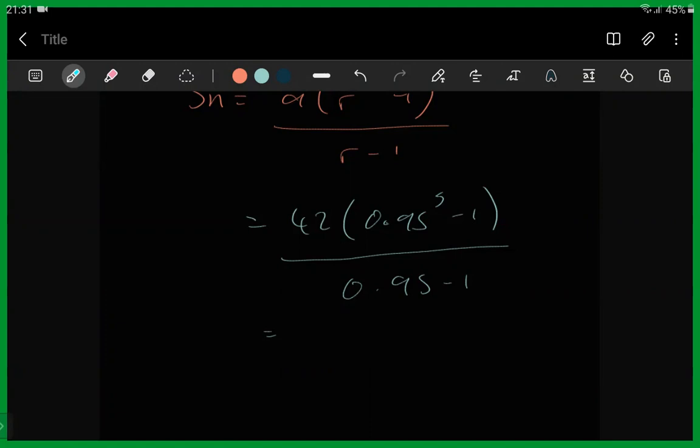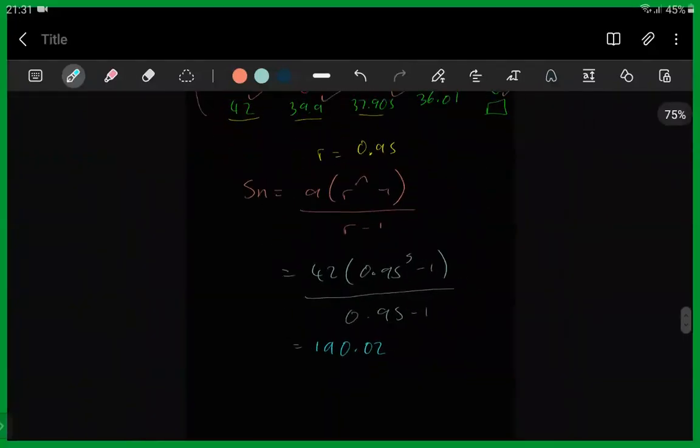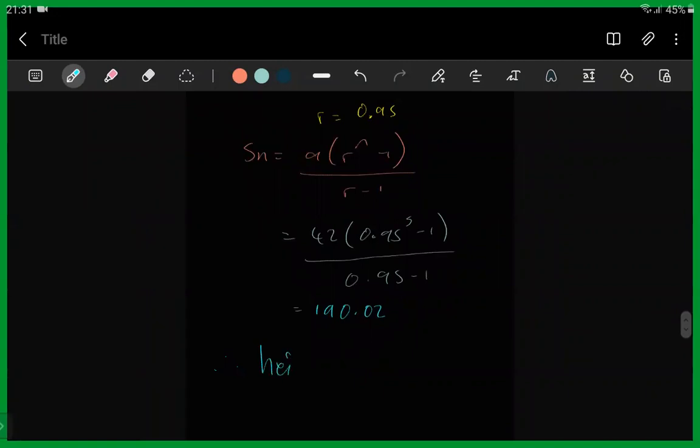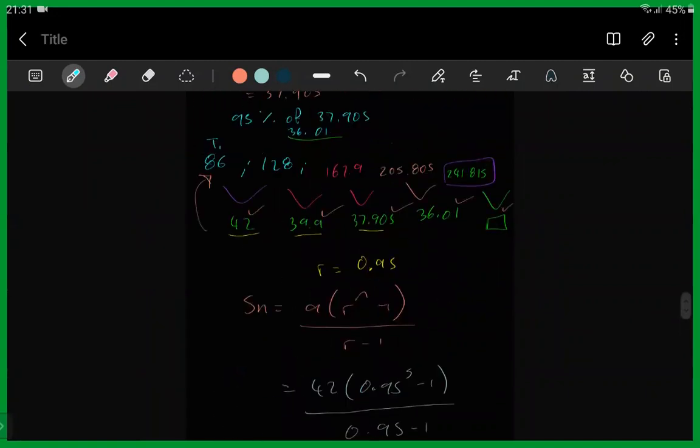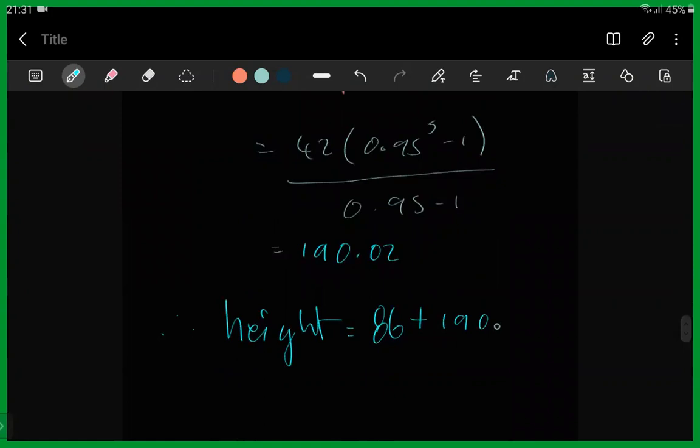I'm getting 190.0240125, and we can round it off now to 2 decimal places, which is 190.02. So you can say therefore the height is going to be equal to 86, which is the original, plus what it has grown by in 5 years, which gives you 276.02. Do you see?